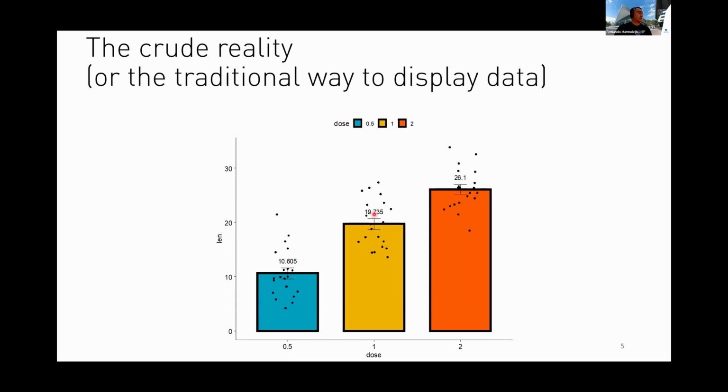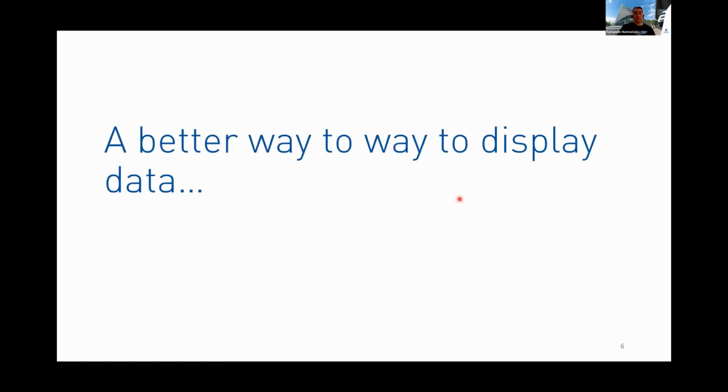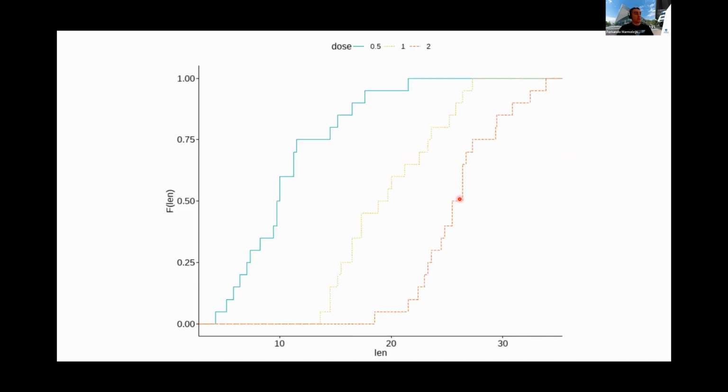Better yet, we see the error bar plus the actual observations. That's more informative. However, that's not the best way to go when it comes to continuous or numeric data as a dependent variable. An optimal way is actually to present the ECDFs, the empirical cumulative distribution functions, because this one shows you the actual distribution of the data, and you can see a location, for example, the median, and you can see the other quantiles, and you can see some of the spread and the shape.